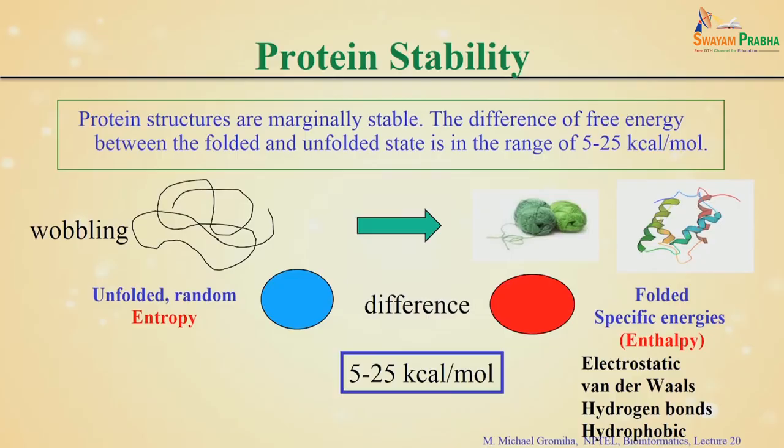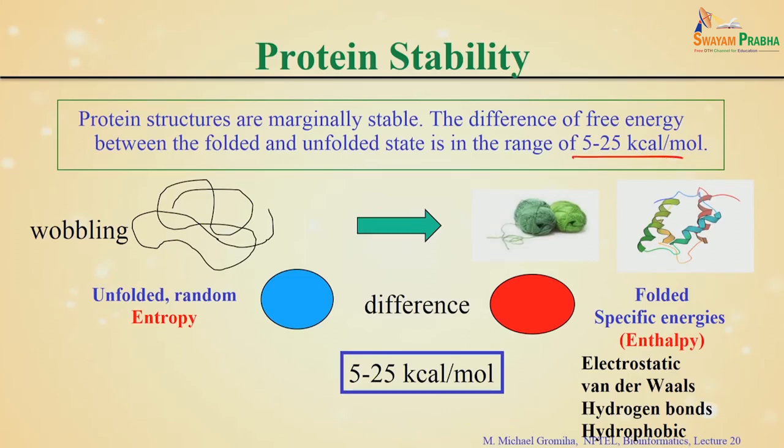So, if you look at the contribution in the folded state and the unfolded state, the contribution is very high in terms of all the types of interactions. And if you look at the difference between the folded and unfolded state, it is very small. The difference is about 5 to 25 kilocalories per mole. So, why is this marginal stability important?